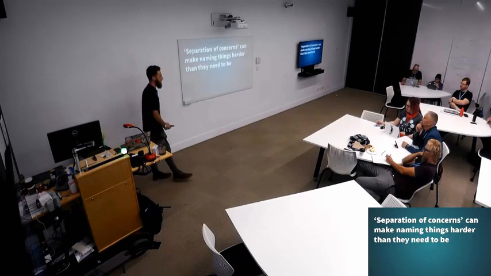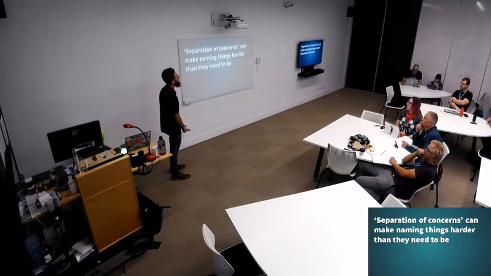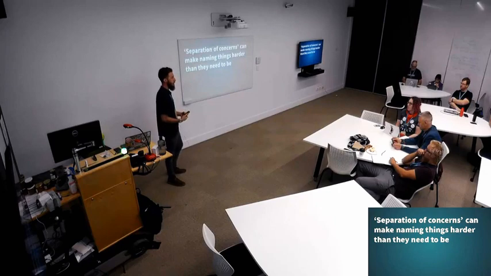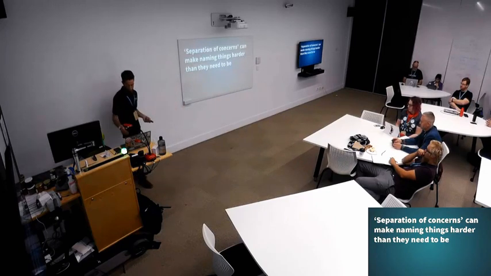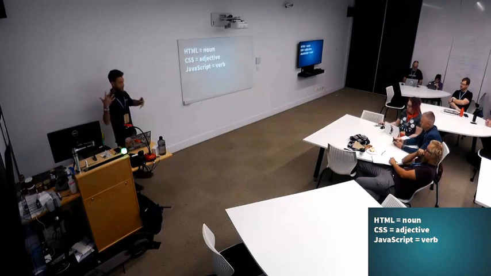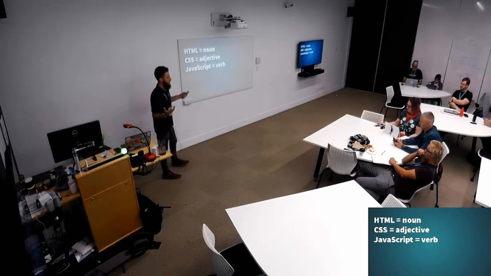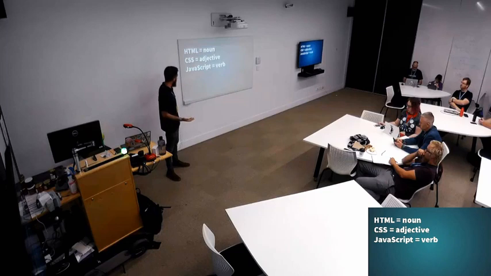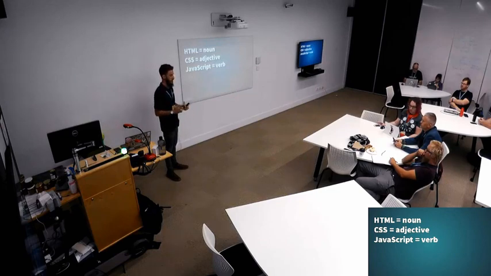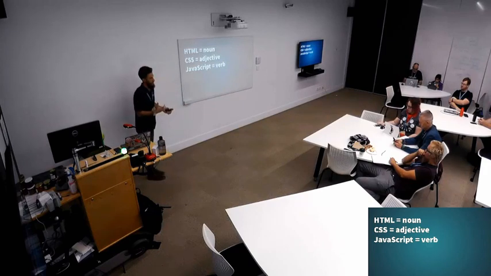And this is made worse by the conventional wisdom called separation of concerns. So it makes things way harder than they need to be. So just to explain what they are, typically most websites are made with three things: HTML, CSS, and JavaScript. So HTML you can think of as the noun. It is what the content is. The CSS is the adjective, so it describes the content. And the JavaScript is the verb, describes what the content does.